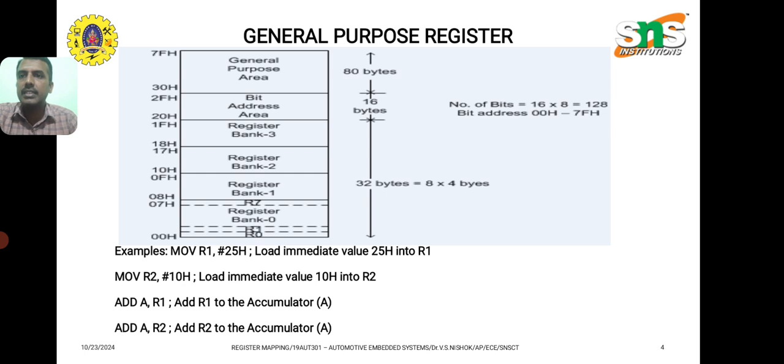So here we can see the example for the general purpose register. We can see the example instruction MOV R1, #25H. That is representing the data 25H will be moved or loaded immediately into the register R1. Similarly, another example: MOV R2, #10H and then ADD A, R1. That is nothing but adding the data available inside the register R1 with the data available inside the accumulator and storing the final value into the accumulator.